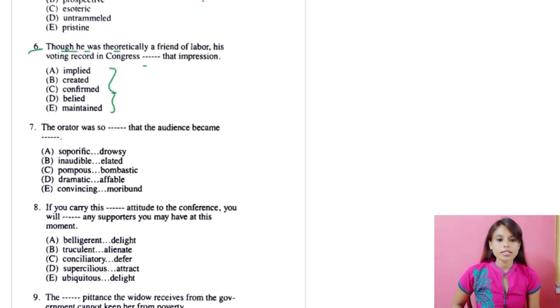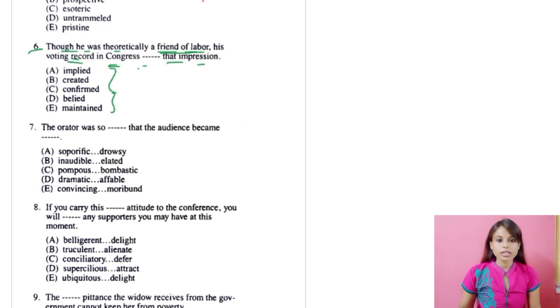Though he was theoretically a friend of Labour, his voting record in Congress dash that impression. Okay, so they are talking about a friend who was quite a good labor. Now, what do you understand by labor? Labor means a person who does a lot of work. Labor means someone who can work hard, physically, as well as can work hard at every kind of work that person can do. So he is termed as the friend of labor, and his voting record in the Congress dash that impression.